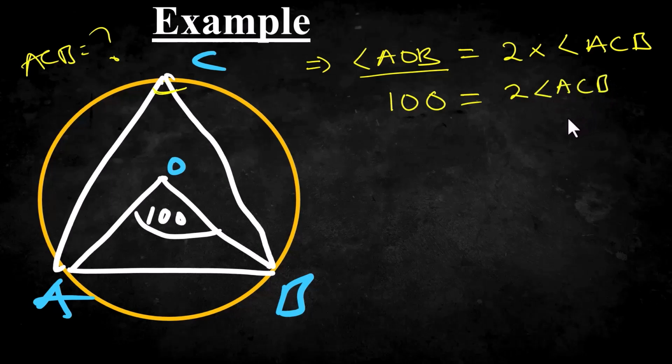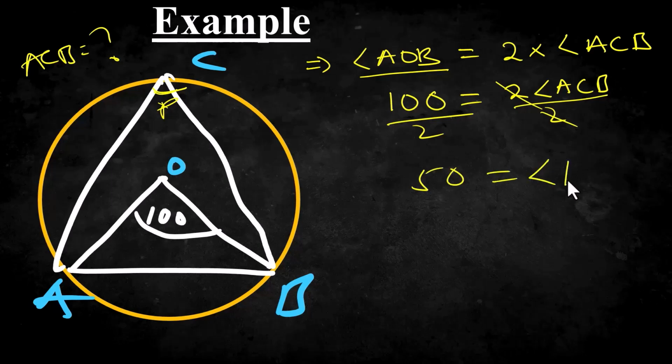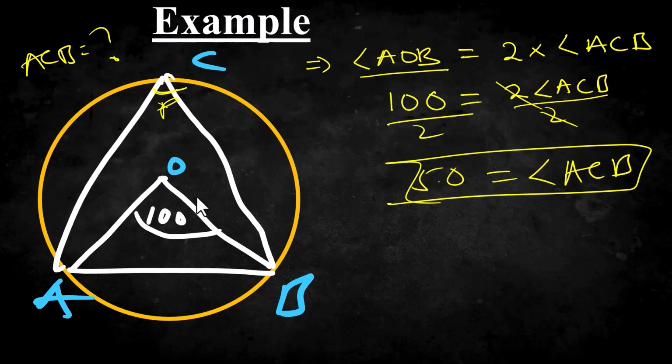Now many students find it difficult to write this thing, so they normally represent this side by unknown variables, like saying ACB is P, then they put P here. So we can go ahead with that. So let's divide this side by 2. So this side will cancel. So we have 50 equals angle ACB. So once we double this, you get this.